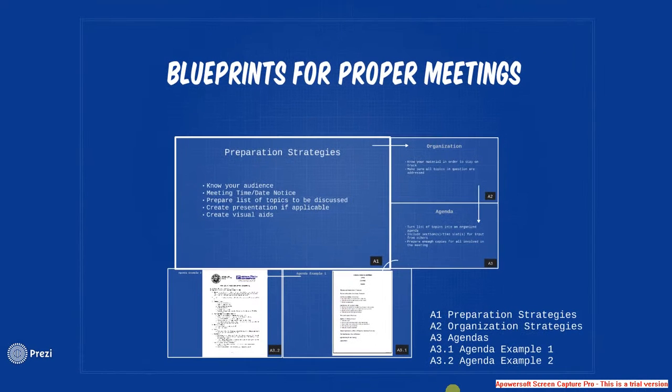So in conclusion, the key to holding a successful meeting lies in how well you can prepare and organize. This will allow you to lead the meeting with a strong sense of confidence.